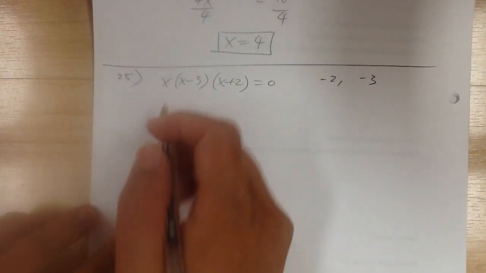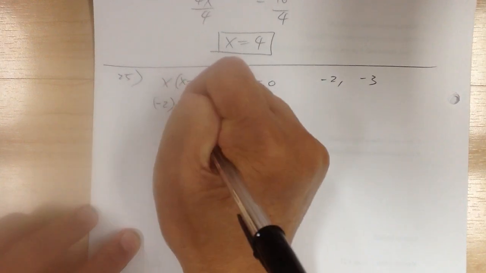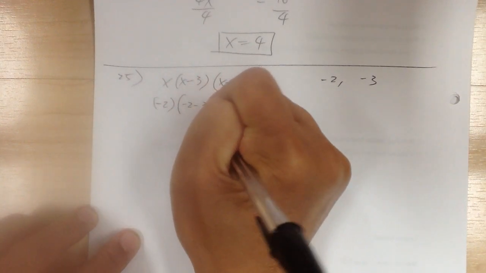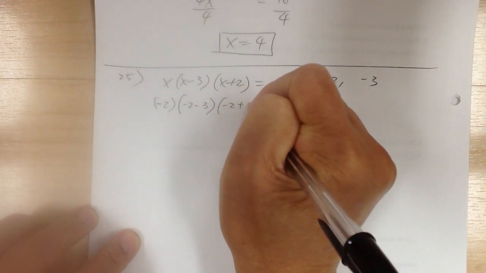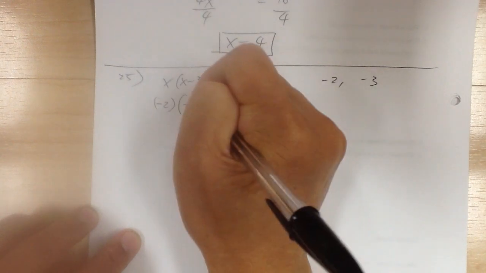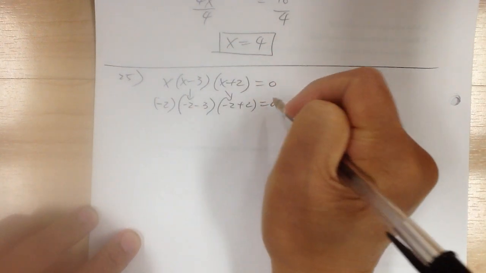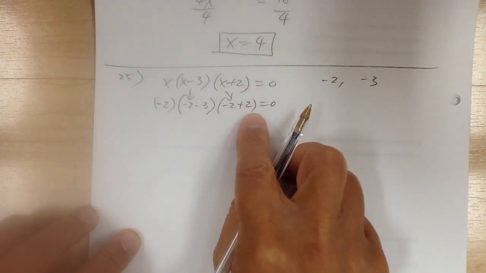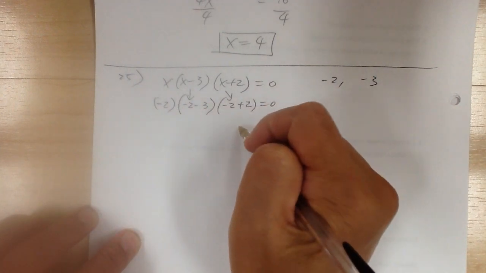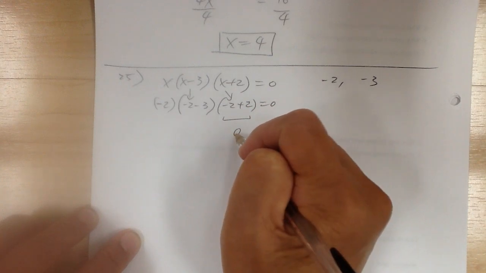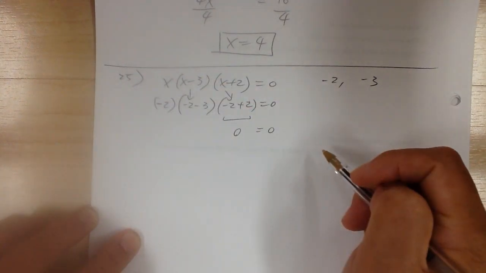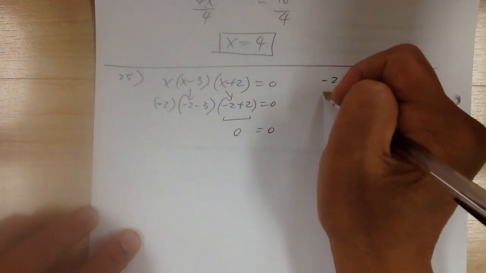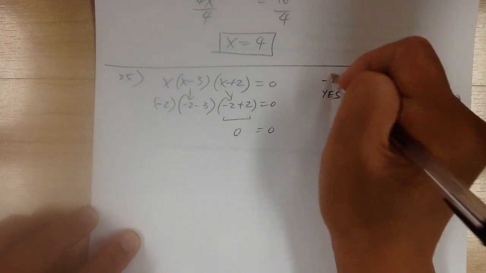So when you substitute, you're going to get -2 times (-2 minus 3) times (-2 plus 2). If you notice, -2 plus 2 is going to equal 0, and 0 times anything will equal 0. So this part is true. So this one is yes. This is the solution.